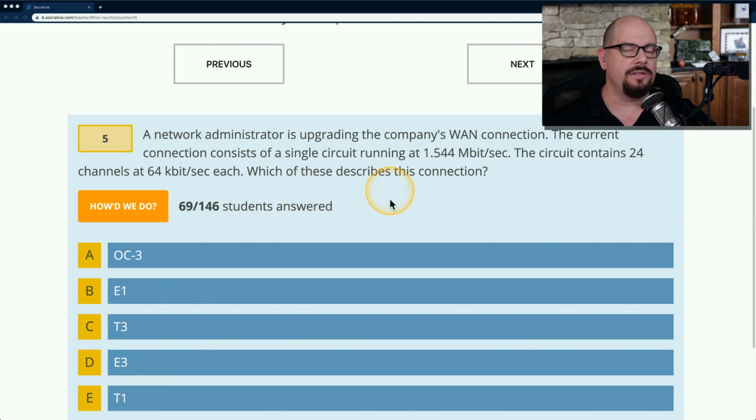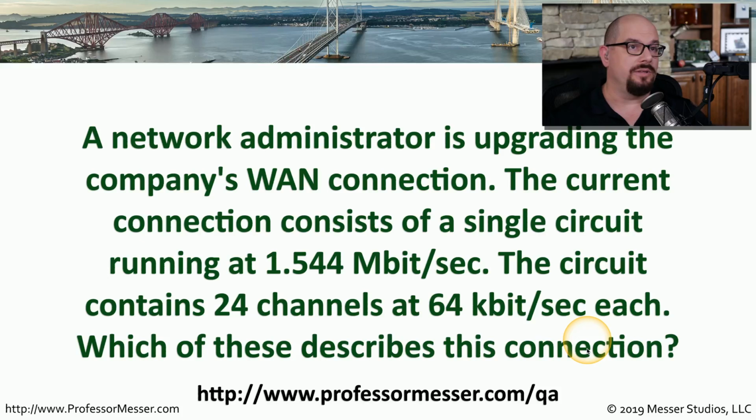Wide area network technologies are on the Network Plus exam. You will run into many different kinds of wide area network technologies when you work through the Network Plus exam objectives and when you start working as a network administrator. If you think you know the answer, go to professormesser.com/QA. Please do not answer in the chat room, and please do not put any hints in the chat room.